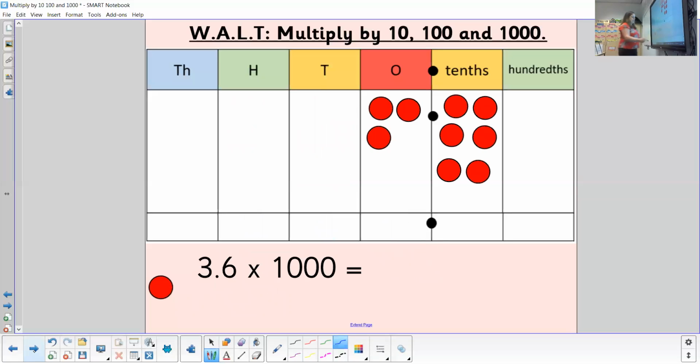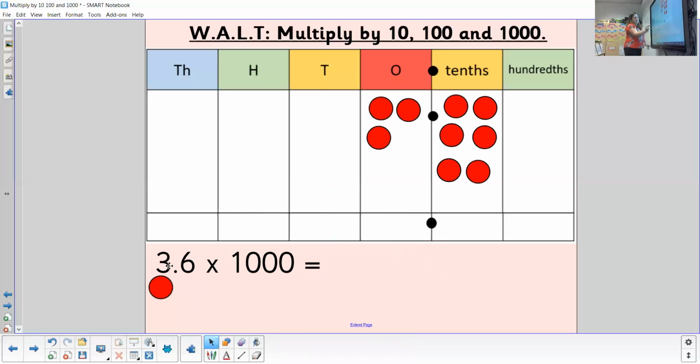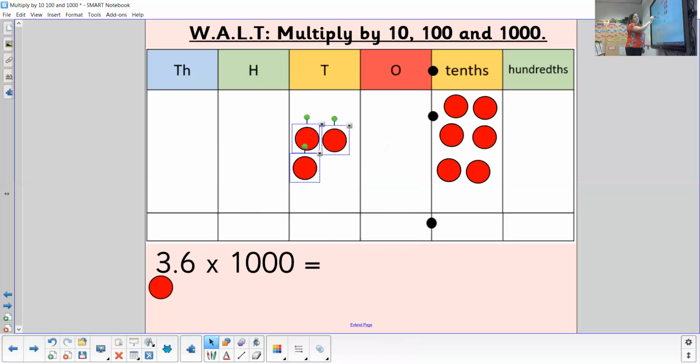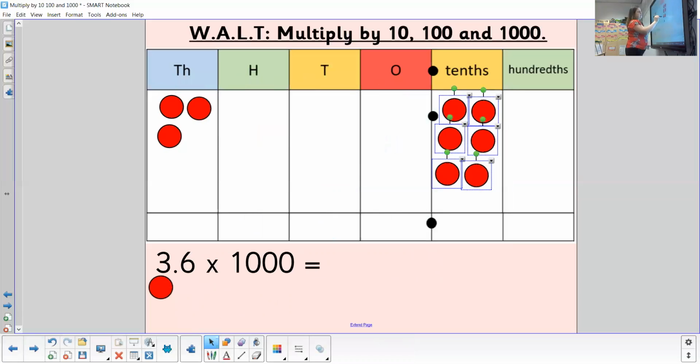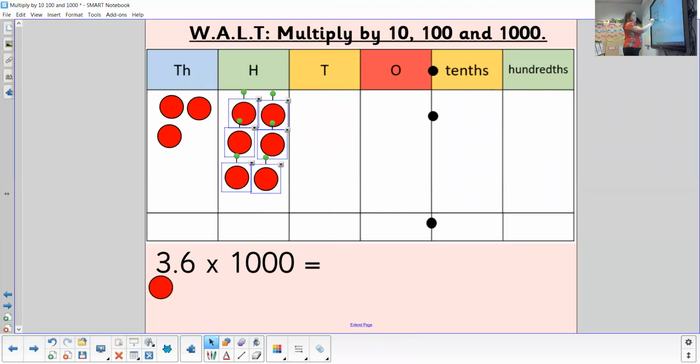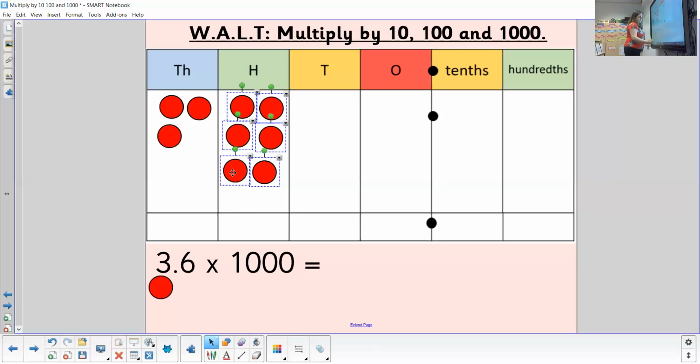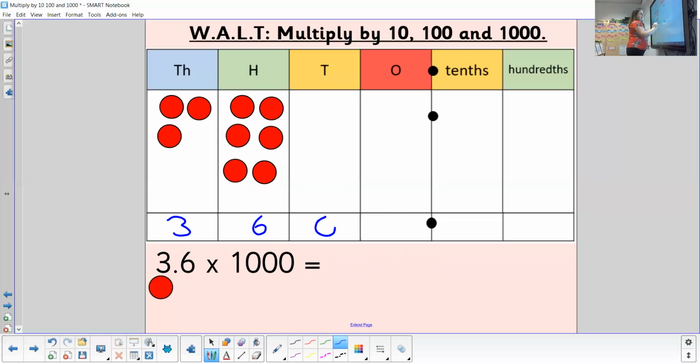Okay, this time 1,000. I've got 3 zeros, so I'm going to move 3 places. 1, 2, 3. Get my 0.6 and move it 1, 2, 3. Nothing in there, nothing in there. So I've got 3,000, 600s, no tens, no ones. So it will be 3,600.